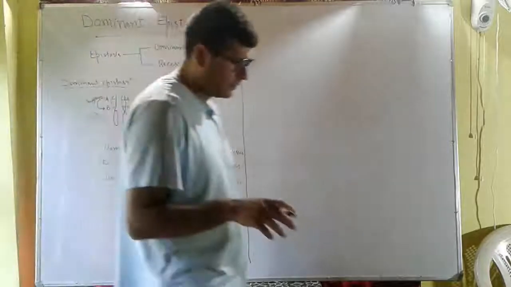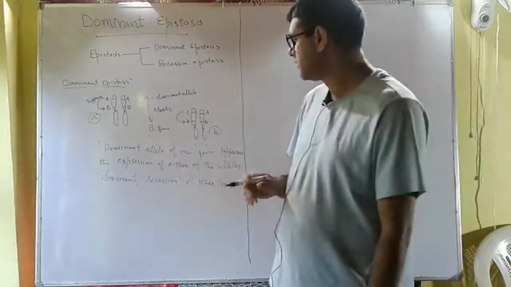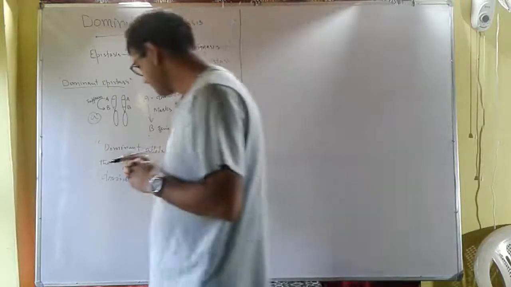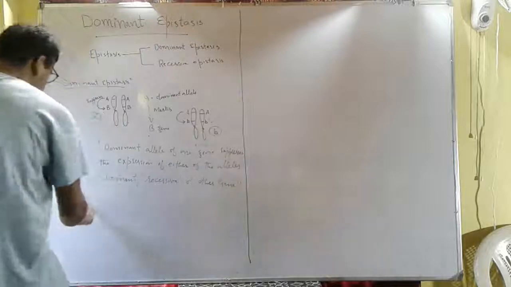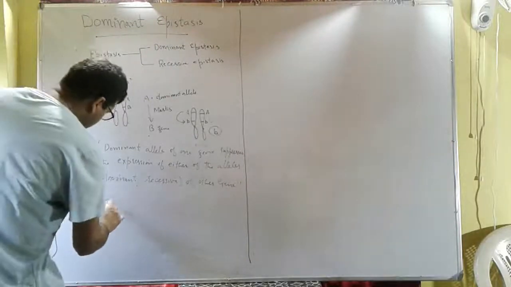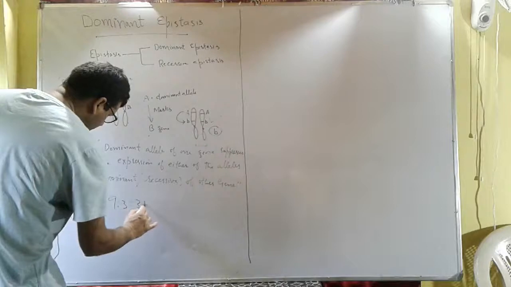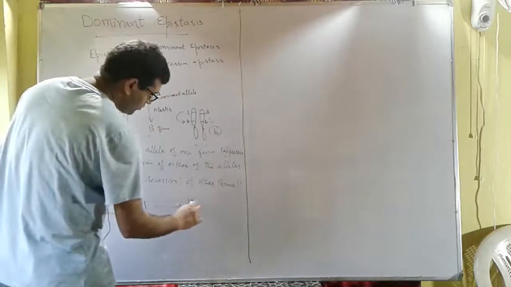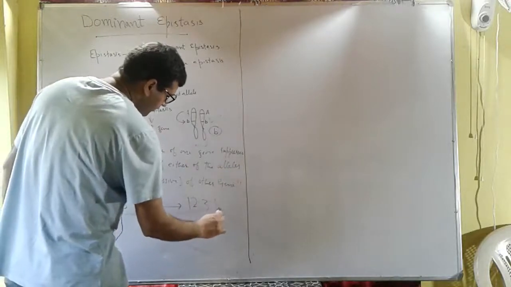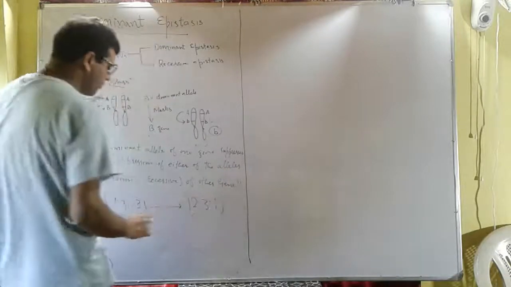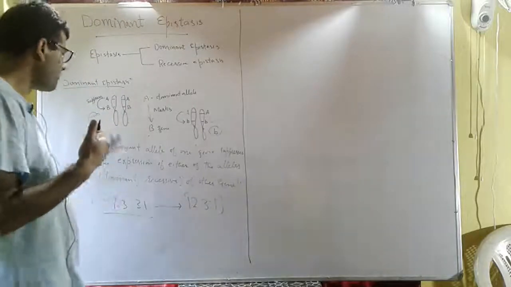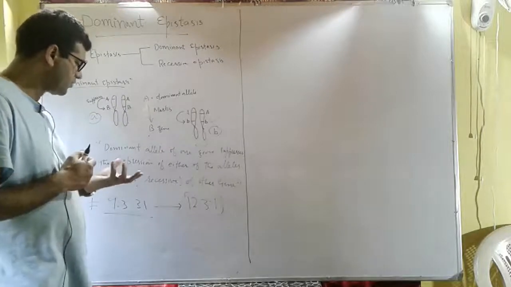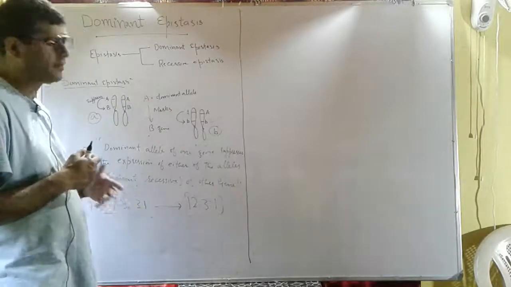Now, in case of dominant epistasis, the dihybrid ratio gets modified. The normal dihybrid ratio, that is 9:3:3:1, gets modified to 12:3:1 in case of dominant epistasis. And also this dominant epistasis reduces the number of phenotypes in the F2 generation.